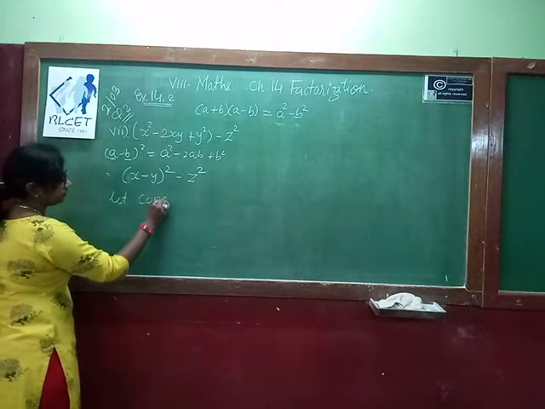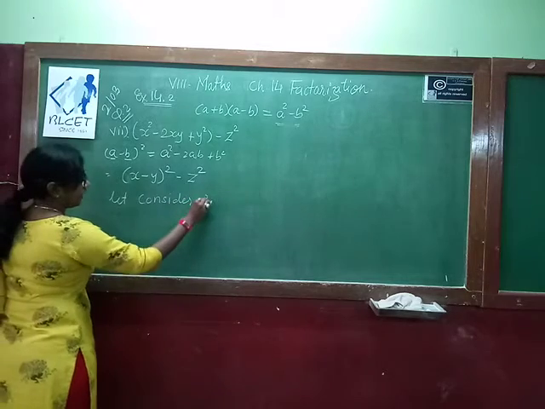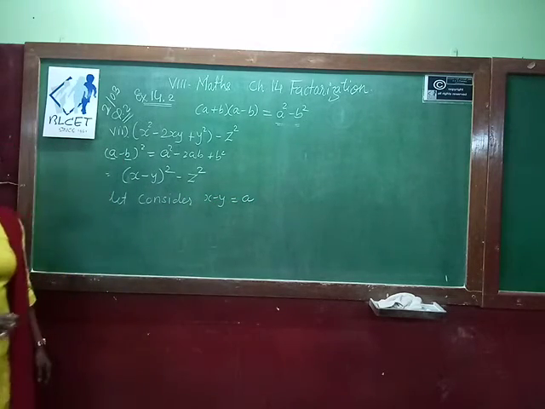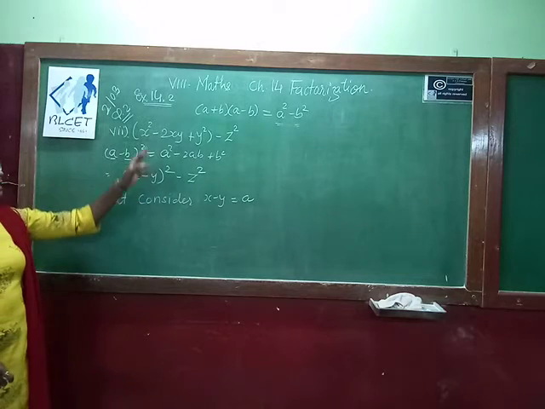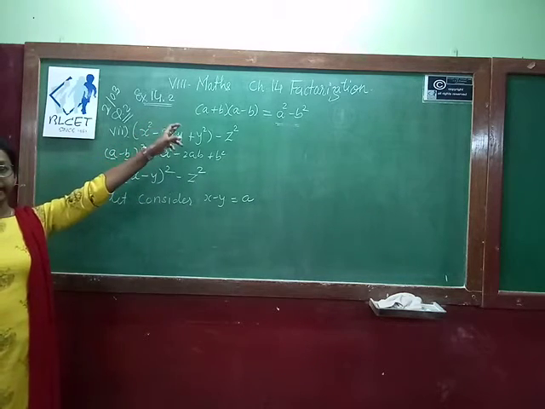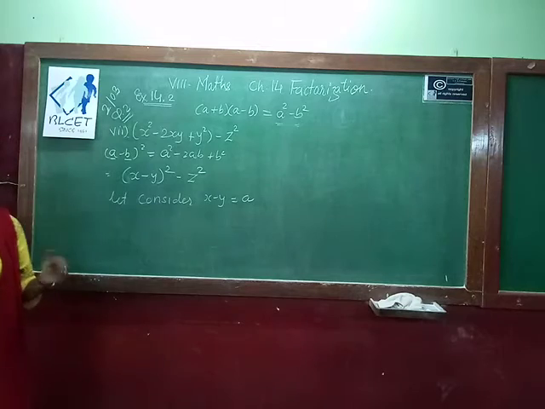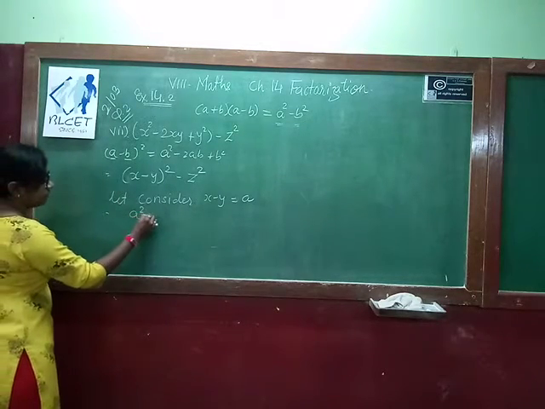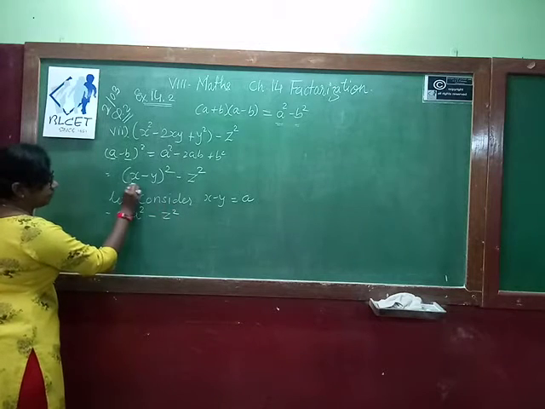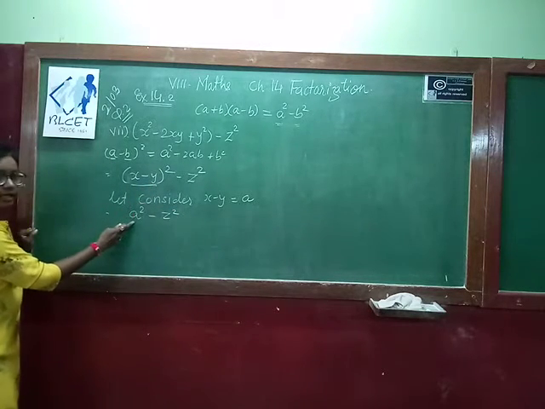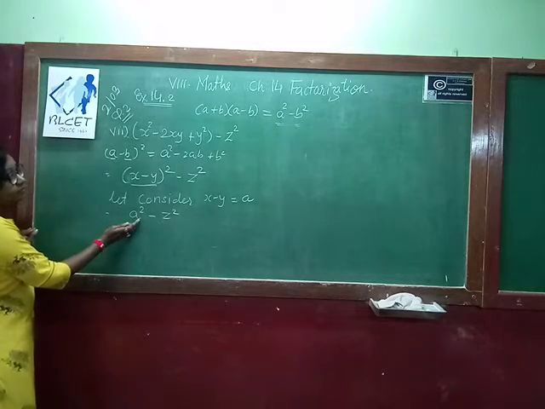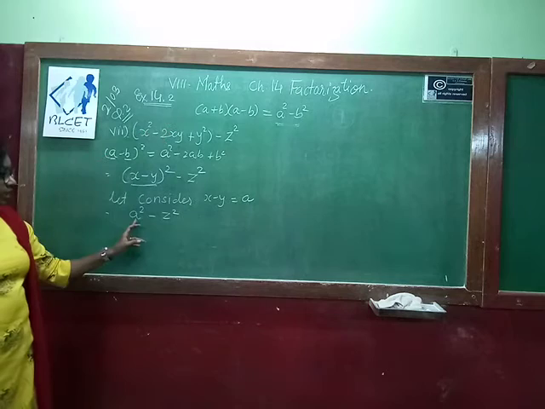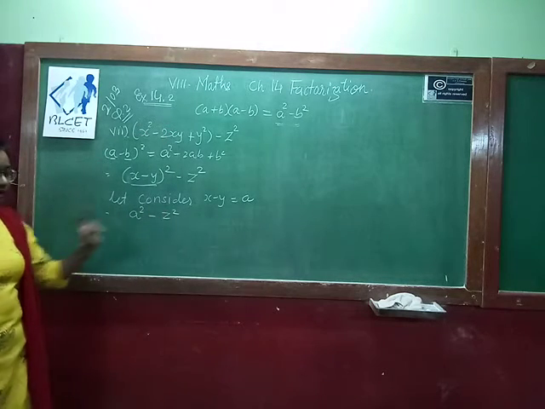So that we can consider as, let x minus y is equal to a. Why we are doing so? So that when we write in terms of (a plus b) into (a minus b), that time we can easily do the simplification. Now substitute the value. So a square minus z square. In place of x minus y, we are writing a. So now easily you can use the identity a square minus b square. So here we have a square minus z square.